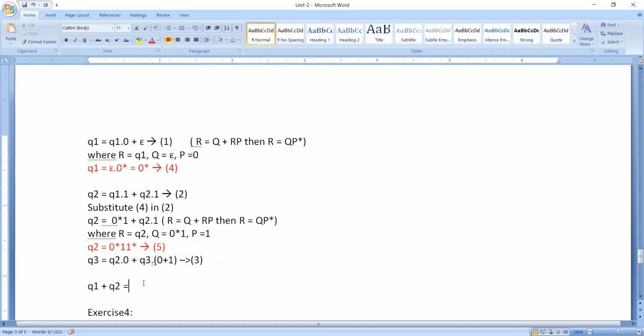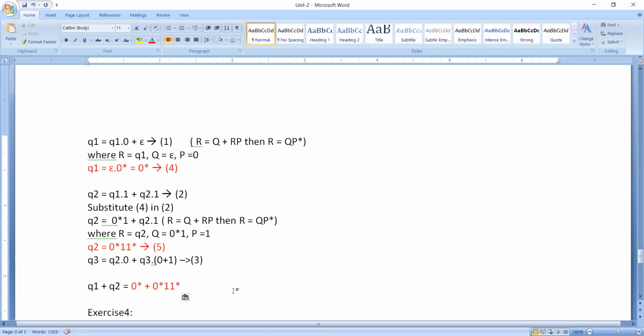Now finally, I am going to do the union of Q1 plus Q2. What is Q1? It is 0 star. Plus Q2, which is 0 star 1, 1 star. You can see here 0 star 1, 1 star.